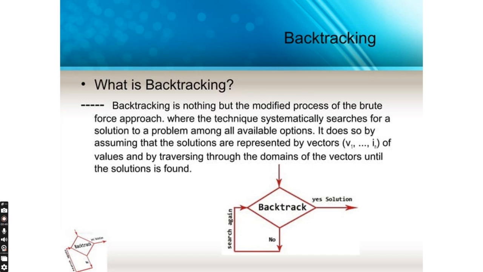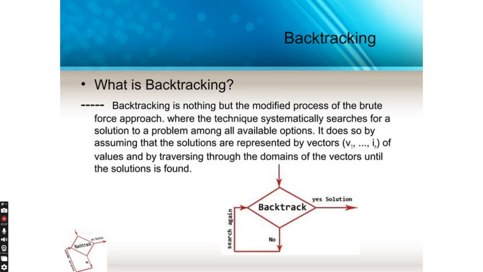Now what is backtracking? Backtracking is a modified version of the brute force approach. Already we know what the brute force approach is. Brute force is nothing but continuously guessing possible solutions until you find the correct solution. For example, if you forget the password of your mobile, you try various possibilities of the password to find the correct one. So this is the brute force approach.